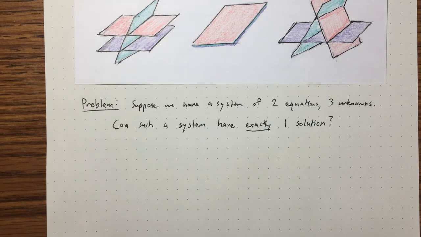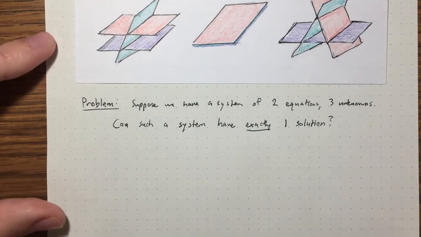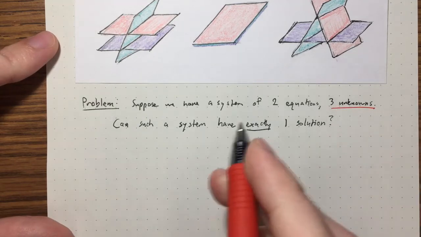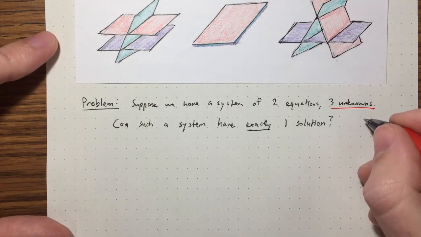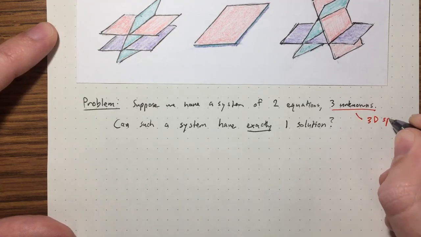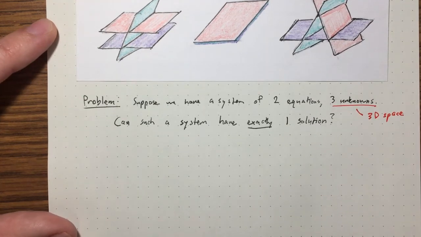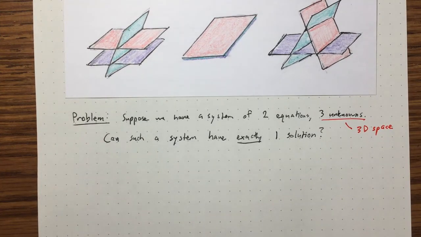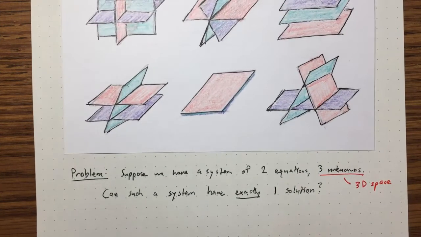Okay, so hopefully you've had some time to think about this. So, what is this geometrically? We have 3 unknowns. What does that mean? That means that our solutions are living in 3-dimensional space. Okay, so this is 3D space. We have X, Y, and Z, for example. But we only have 2 equations, so we only have 2 planes.